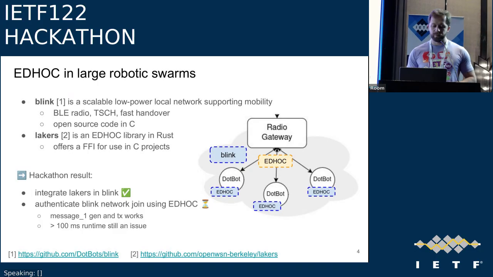So here is what we achieved. So basically, we could integrate Lakers in Blink, so that works. The device can generate a new message, and the network join is still in progress. We were able to generate and transmit the first message, but then we were not receiving it. I think it's a synchronization problem, but I don't have a logic analyzer here. So going back, I'll be able to find out what's going on.